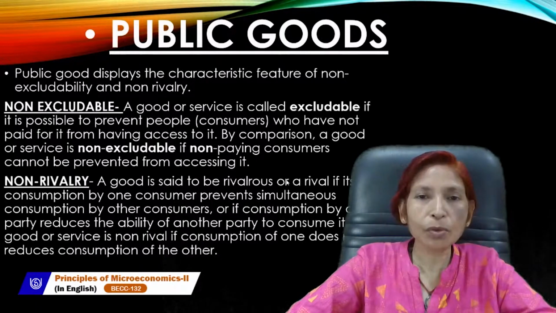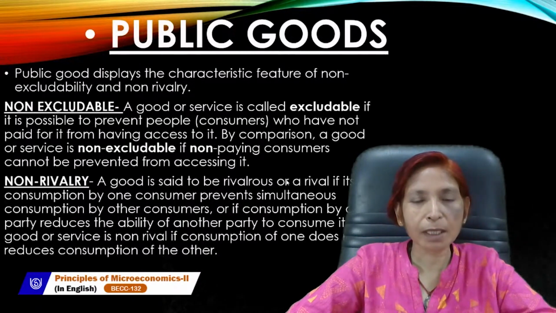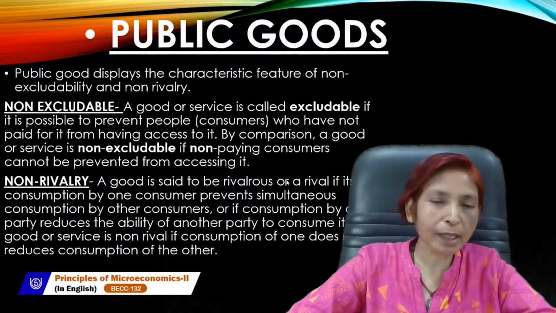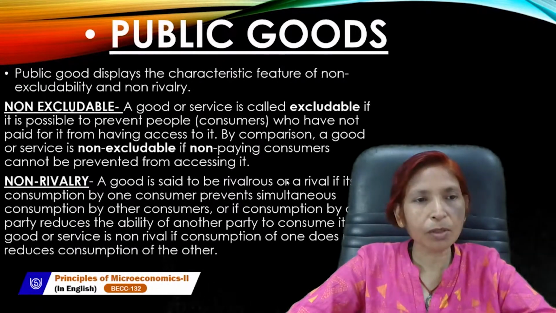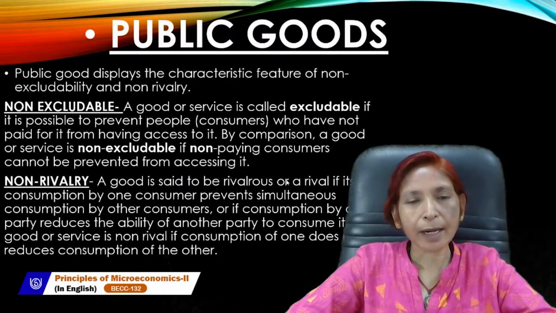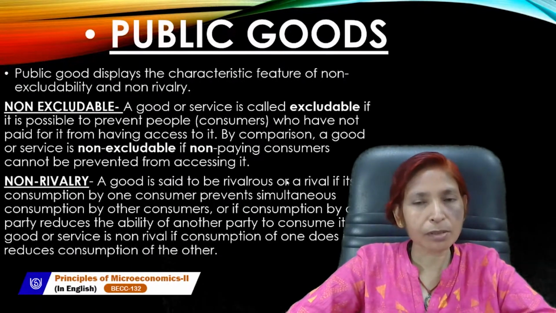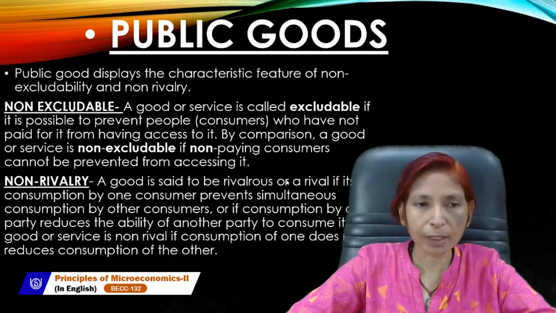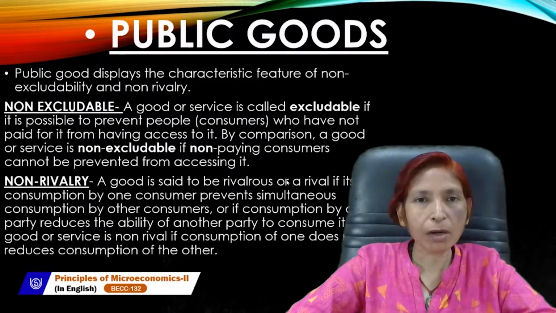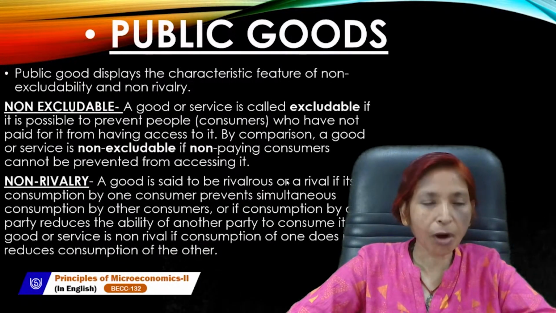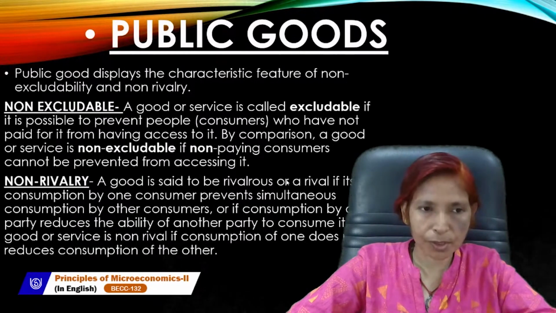Public goods are those goods which are provided by the government to everyone, whether they are paying for that commodity or good or not. Public goods display the characteristics or features of non-excludability and non-rivalry. Public goods are generally called non-excludable goods or non-rivalrous goods.